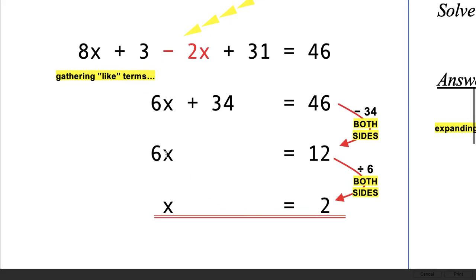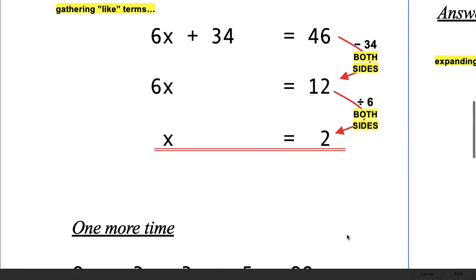I'd like to get the bit with x on its own. So I'm going to take away the 34, but because an equation is like a balance, whatever you do to one side, you must do exactly the same to the other side. So taking away 34 from both sides, you get 6x equals 12. But I don't want to know what 6x's are. I want to know what a single x is on its own. So I divide everything by 6, both sides, to get x equals 2. Another one.